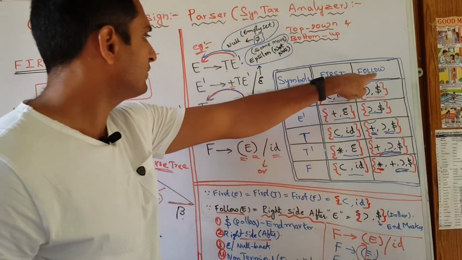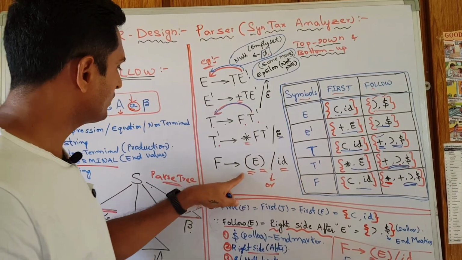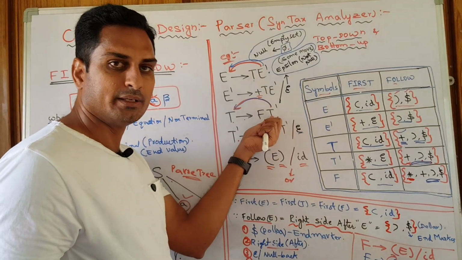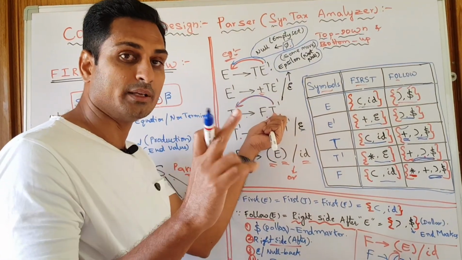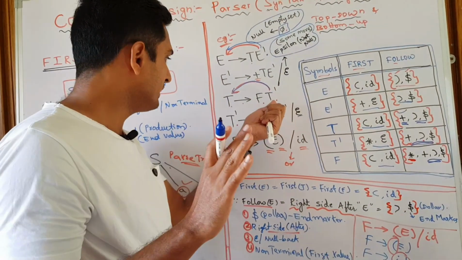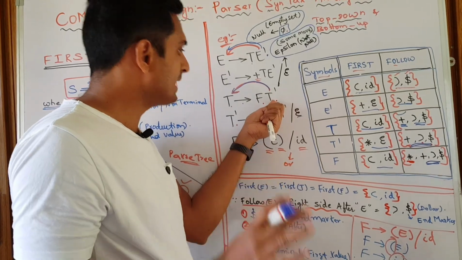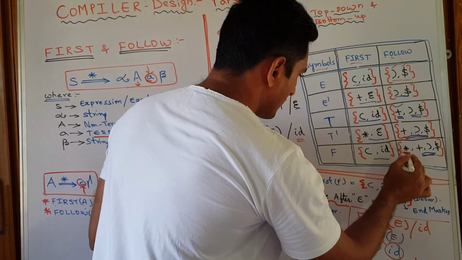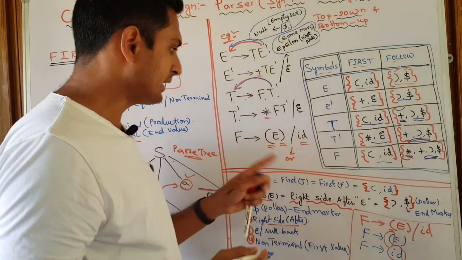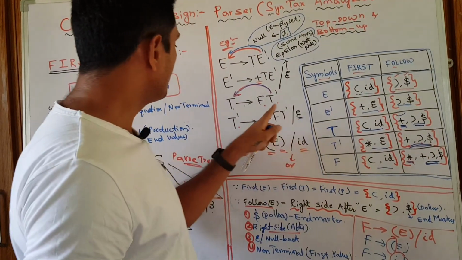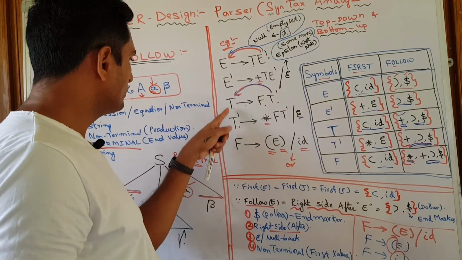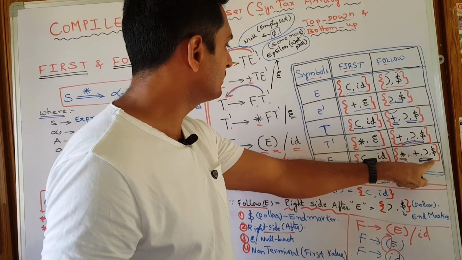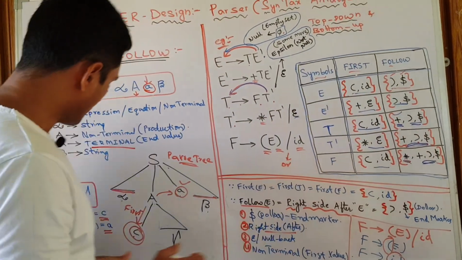Then F. F's follow. What is F's follow? Here, F's follow is T dash. T dash again is a non-terminal. It's not a terminal. Right? So we need to find T dash's first value. T dash's first value is star. So we have written star here. Then epsilon. Epsilon means again we need to go back to T dash. T dash's follow is plus, closing bracket and dollar. This is follow. Same like here.